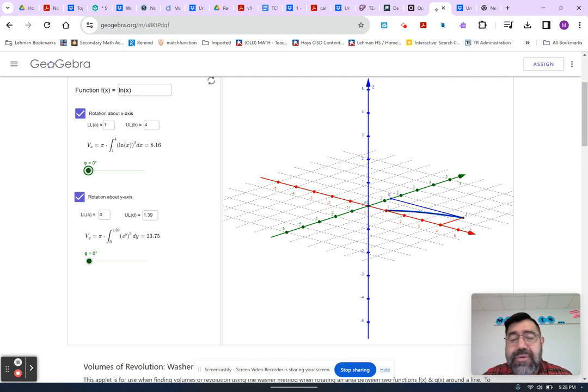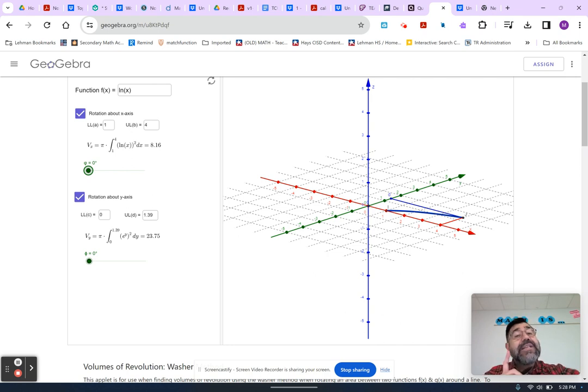This GeoGebra animation drew the natural log of x, but only between x equals 1 and x equals 4. So I'm missing the part that goes down towards the y-axis, and I'm missing the part that goes forever increasing towards infinity to the right. I just get this little part of it, from 1 to 4.